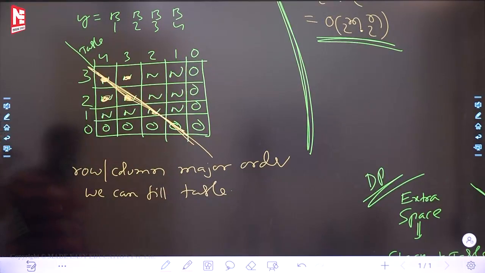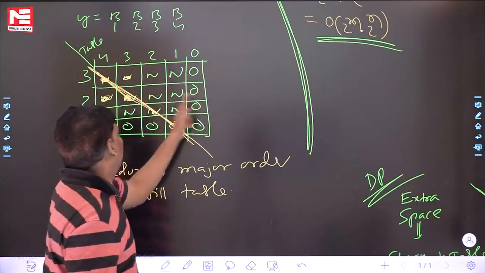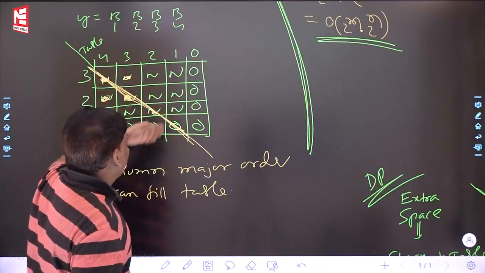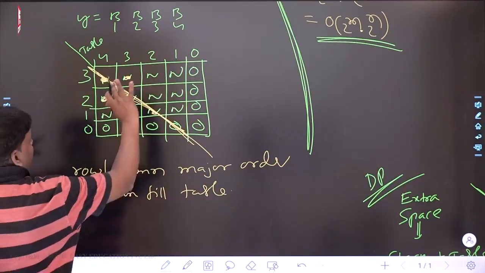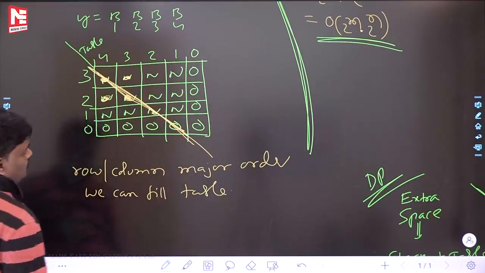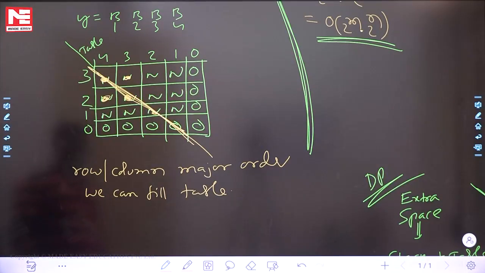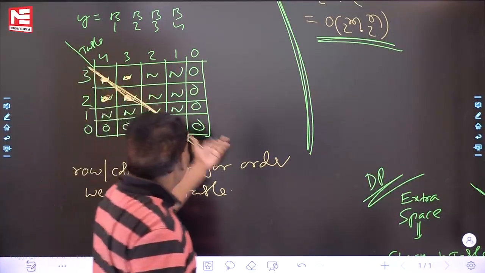Row or column major order, we can fill the table. Row by row you can fill. Column by column also you can fill. There is no problem. Total table you have to fill. You can fill whatever way you like. Whenever matching there every time, diagonals only required.